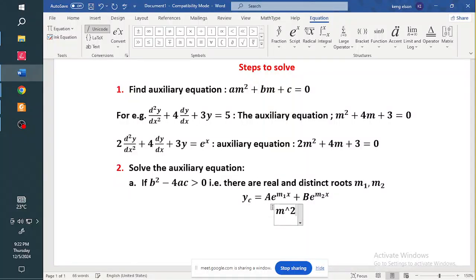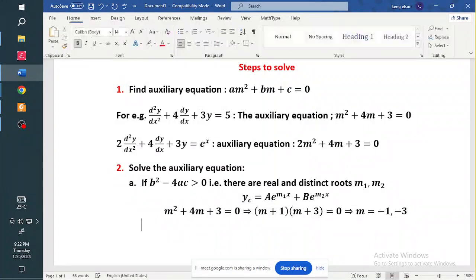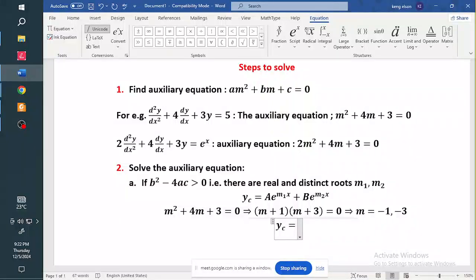So let's solve for the values of m. If we solve this, we can factorize into m plus 1 times m plus 3, and we are going to have two values of m: m equal to -1 and m equal to -3. Now the complementary function is just deduced and is going to be a e to the power of the first root, -1 times x, which I'll write as negative x, plus b e to the power -3x. Then I'll specify, very important, that a and b are real numbers.